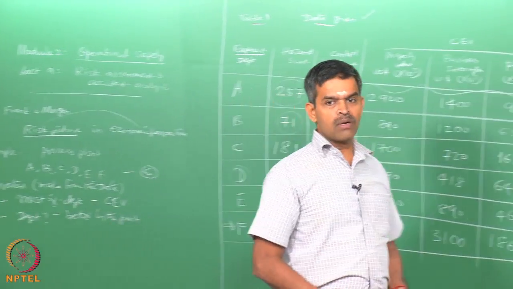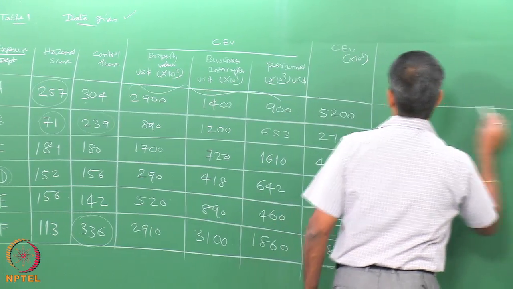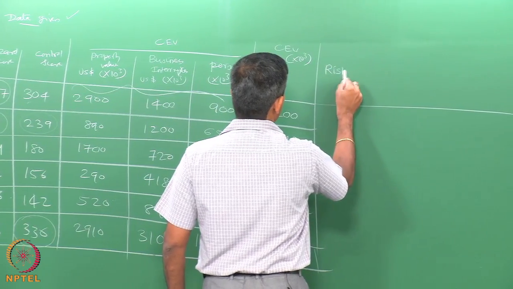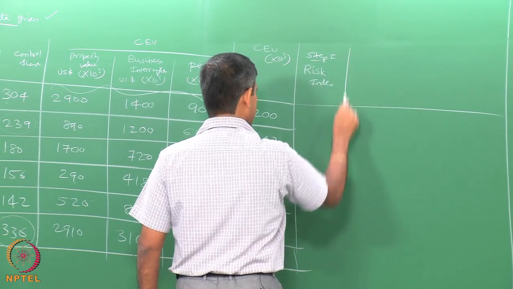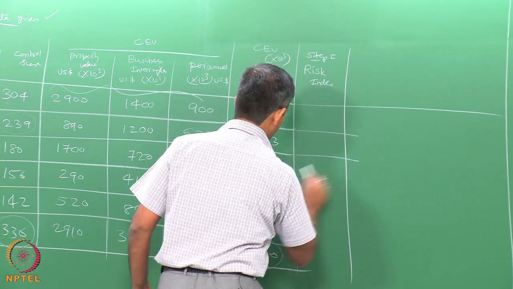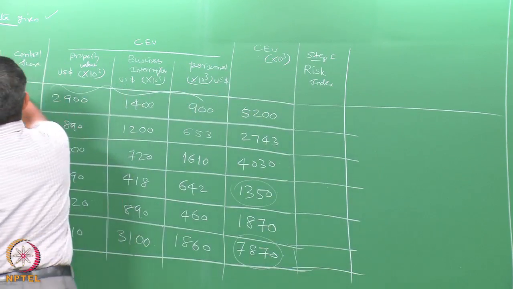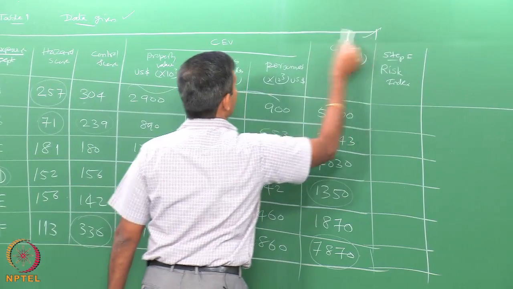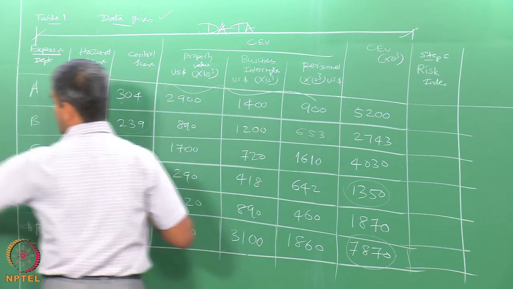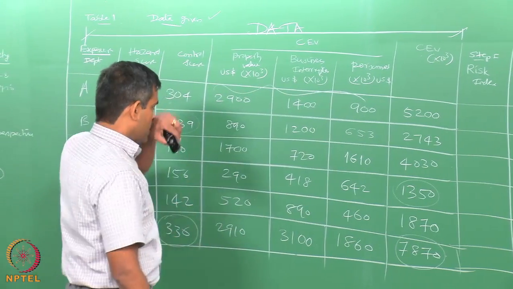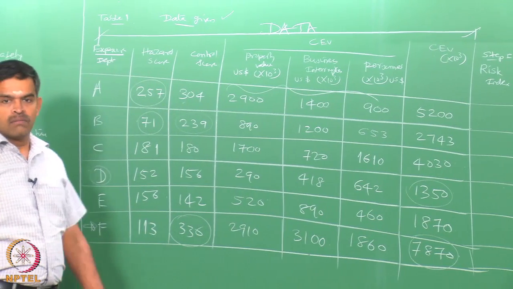In step number 2 I want to compute the risk index. Step number 1 is only the data. We could make some information from the data, but that is okay. Let us now compute the risk index. We already know that the risk index is the control score minus the hazard score.